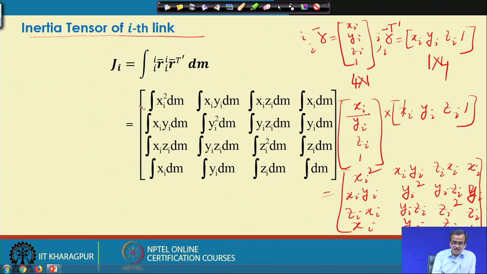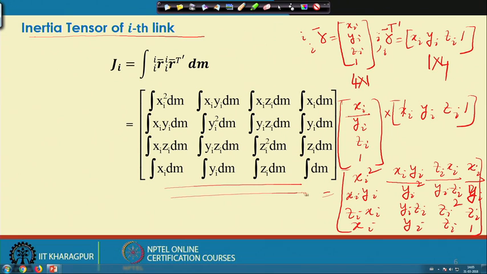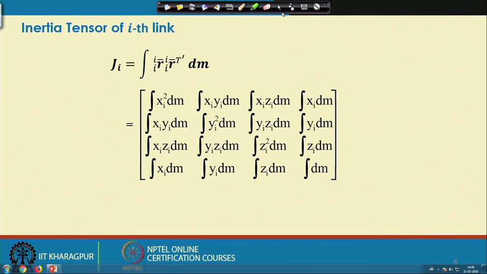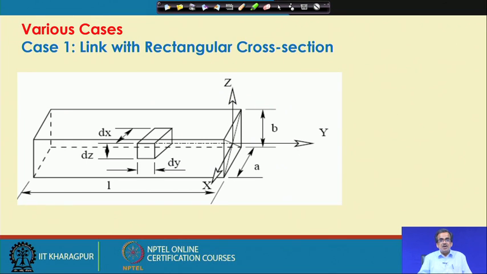So, this J_i is nothing but the moment of inertia tensor for the ith link: integration of x_i square dm, integration of x_i y_i dm, integration of z_i x_i dm, and so on. So, this is actually nothing but the 4 cross 4 inertia tensor. Now, once you have got this particular inertia tensor, we can consider different cases.